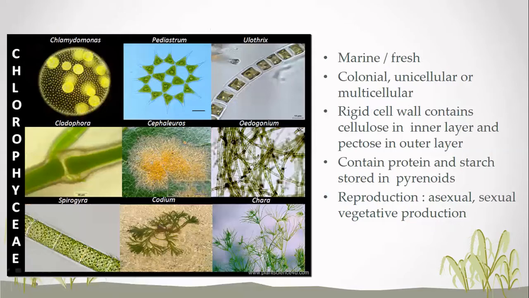Next, we have the Chlorophyceae. This one is purely green. So, marine and fresh is the ecosystem; some species thrive in fresh environments. Some are restricted only to marine. They can also be unicellular, colonial, or multicellular. They have a rigid cell wall. The most common among them is that they have pyrenoids. And reproduction is through sexual, asexual, and vegetative reproduction.